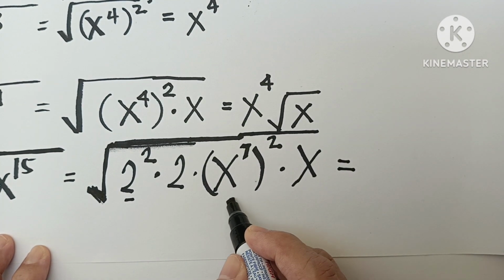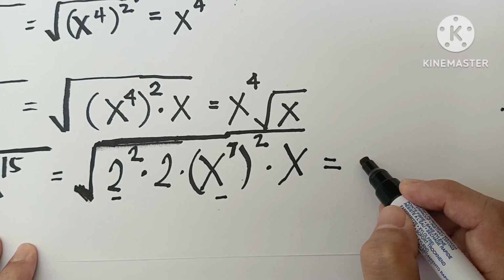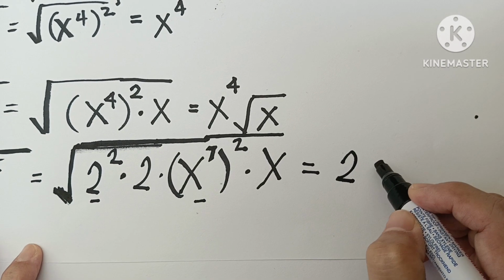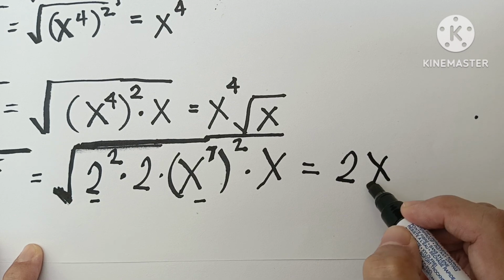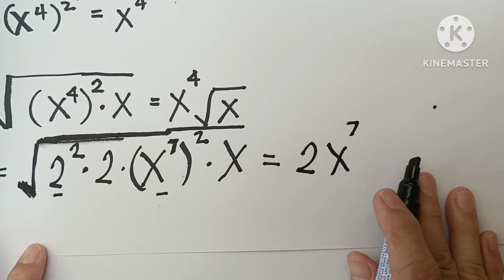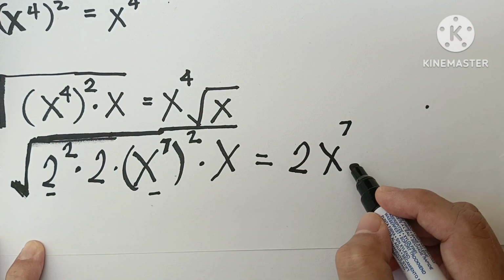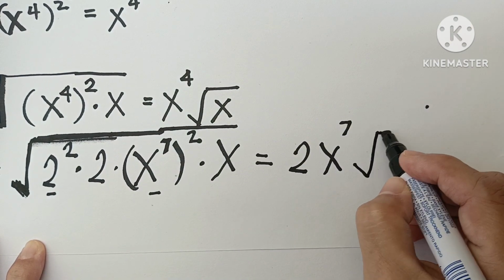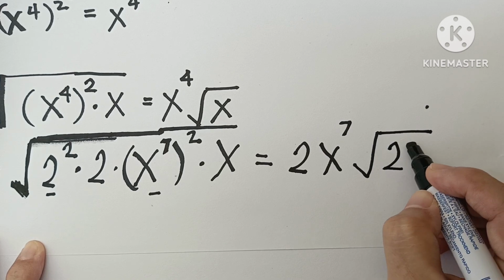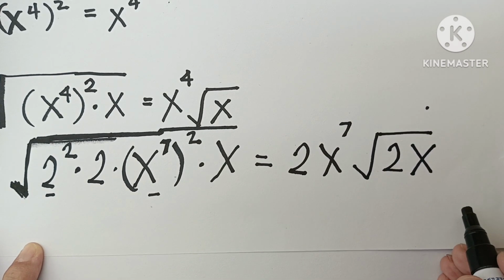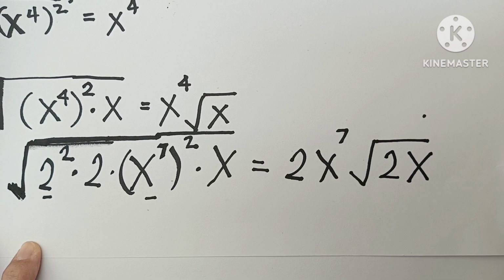So, what comes out now? We have 2 and x to the 7 because both of them are squared. So, we have 2x to the 7, and what remains inside, since they are not squared, is 2 and x. So, final answer, 2x to the 7 square root of 2x. And that's it.